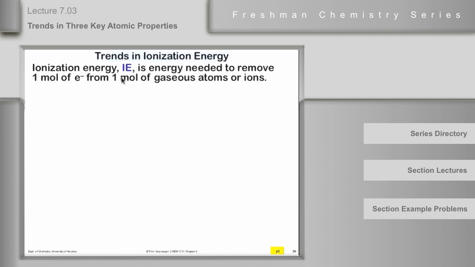And the ionization energy, IE, is the energy needed to remove 1 mole of electrons from 1 mole of gaseous atoms, or maybe ions. So this is a process where you put energy into the system, enough energy to pull the least tightly bound electron out.